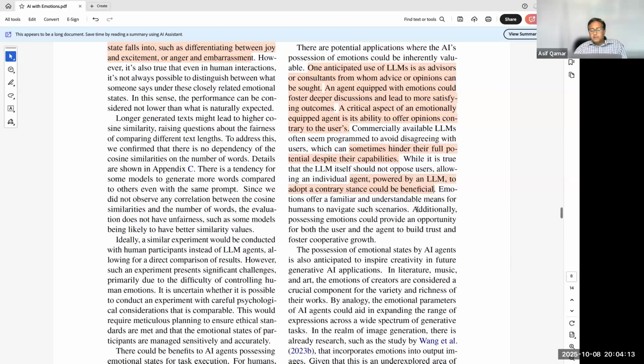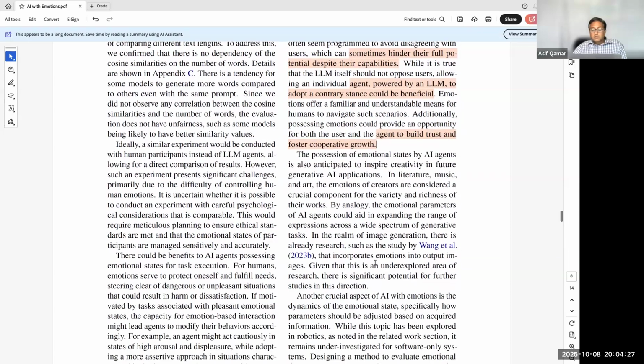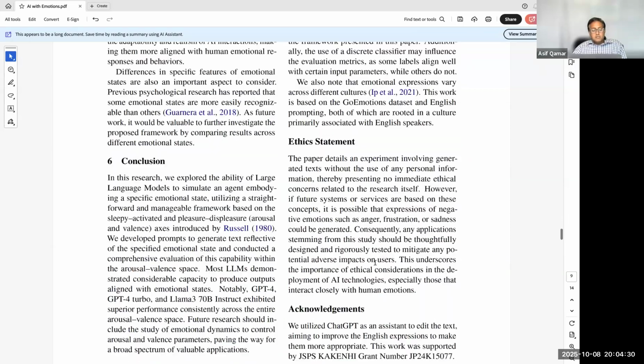Emotions offer a familiar and understandable means for humans to navigate such scenarios. Additionally, possessing emotions could provide an opportunity for both the user and agent to build trust and foster cooperative growth. This is beautiful, yeah. All right, that's the end.